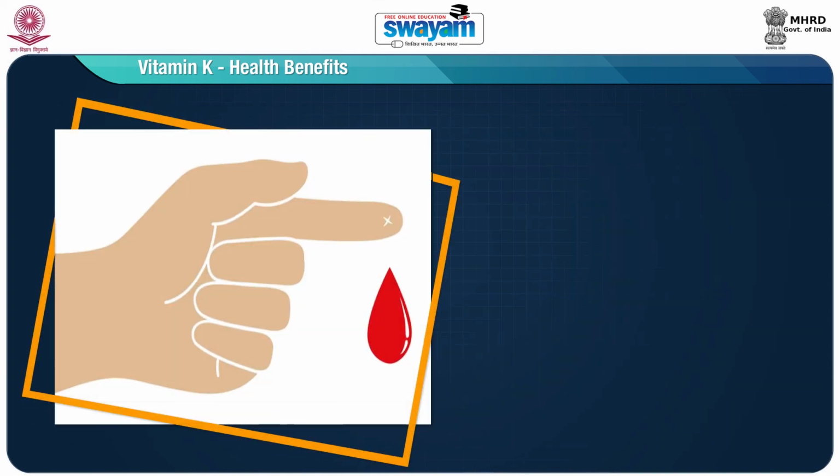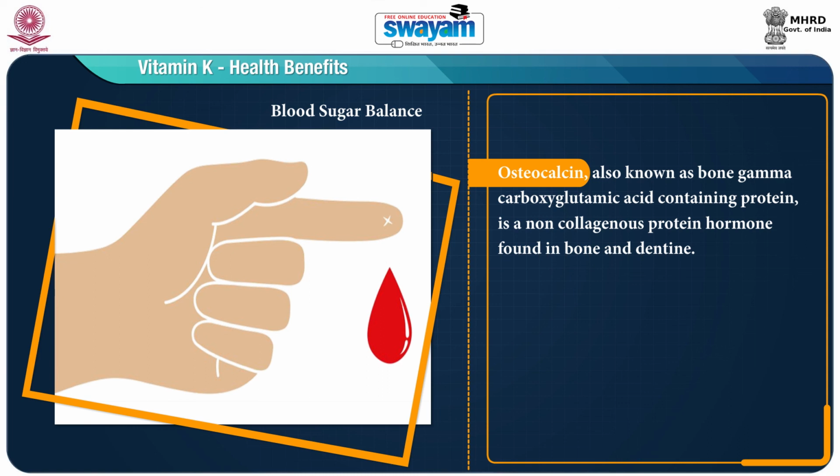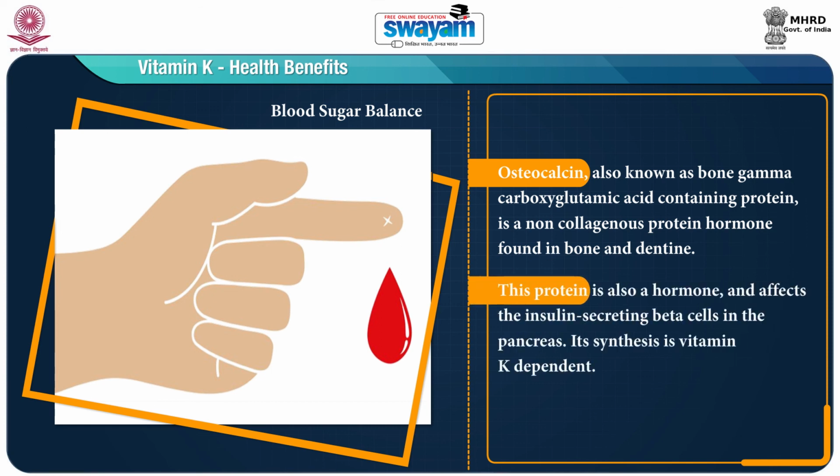Now, vitamin K and blood sugar balance. Osteocalcin, also known as bone gamma carboxyglutamic acid containing protein, is a non-collagenous protein hormone found in bone and dentine. This protein is also a hormone and affects insulin secreting beta cells in the pancreas. Its synthesis is vitamin K dependent, which signifies the role of vitamin K in blood sugar management through insulin.